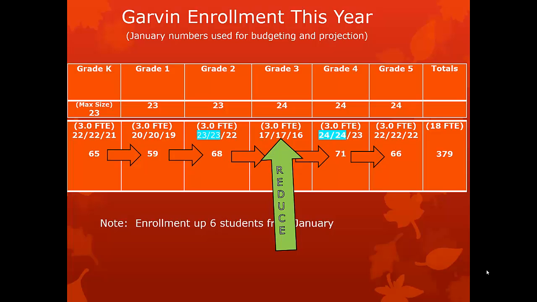Please also note down below, Garvin is up 6 students from the January numbers. Now, those 6 students can come in across the board and really have no impact on our model, or they can come in all in one grade level and really cause us to rethink how we're modeling the school for next year.